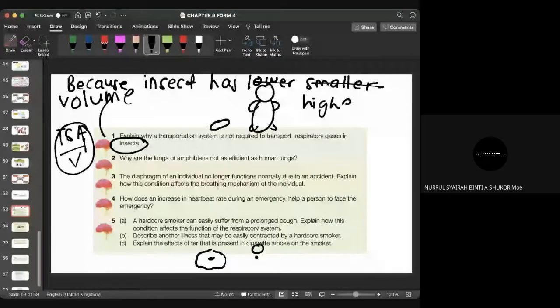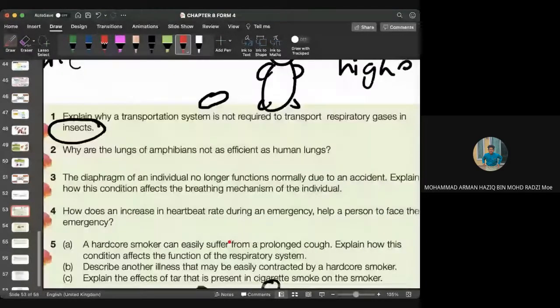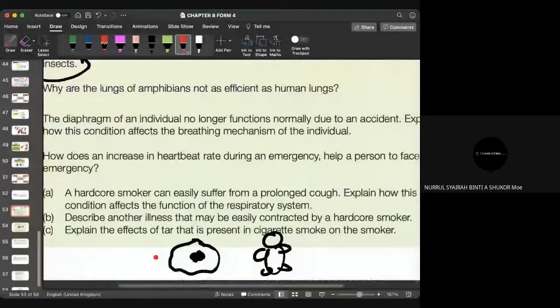Apa different amoeba dengan manusia? Kenapa amoeba tak ada paru-paru? Kenapa manusia ada? Amoeba dia tak ada paru-paru sebab dia dapat oksigen di mana? Sebab oksigen dia diffuse kan? Yes, benar diffuse, sebab dia total surface area dia tinggi as compared to kita kan?